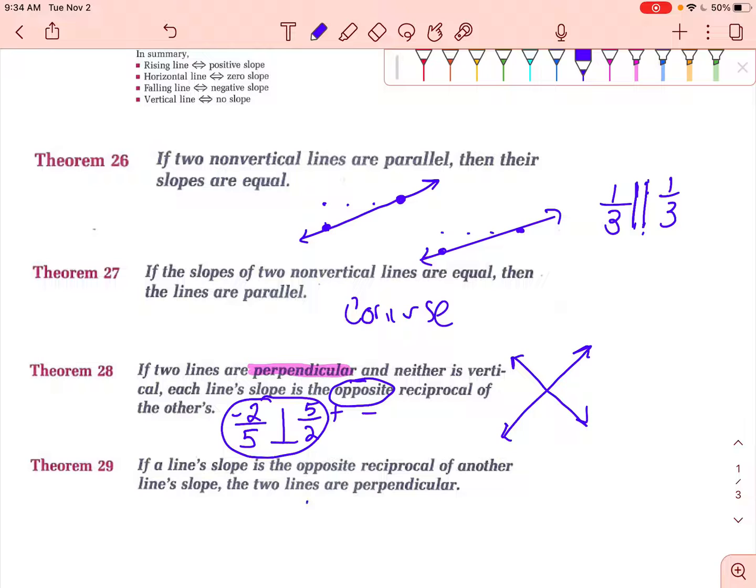And then of course the converse of this is also true. So if the slopes are opposite reciprocals, then they are perpendicular. So again, if two lines are perpendicular, then their slopes are opposite reciprocals. If they're opposite reciprocals, then they are perpendicular.